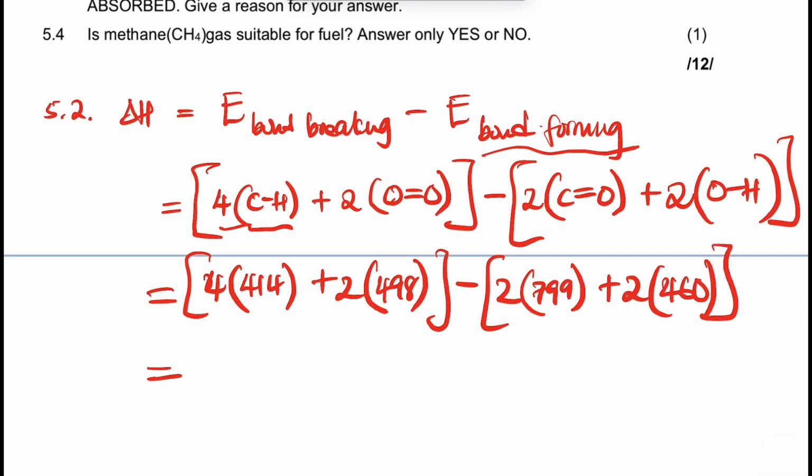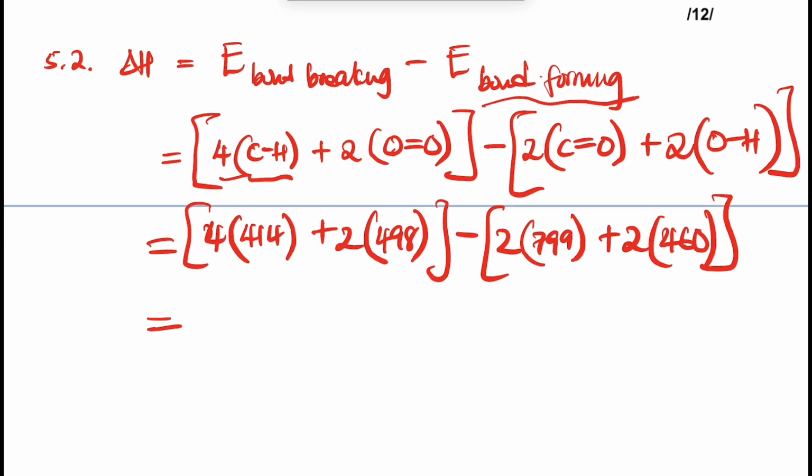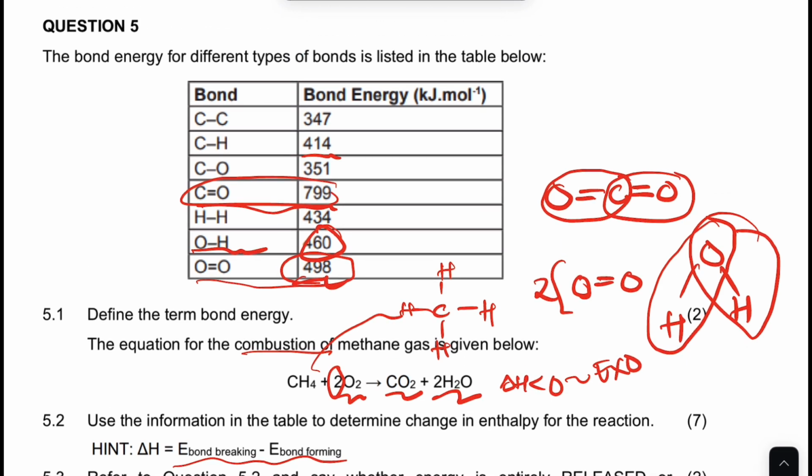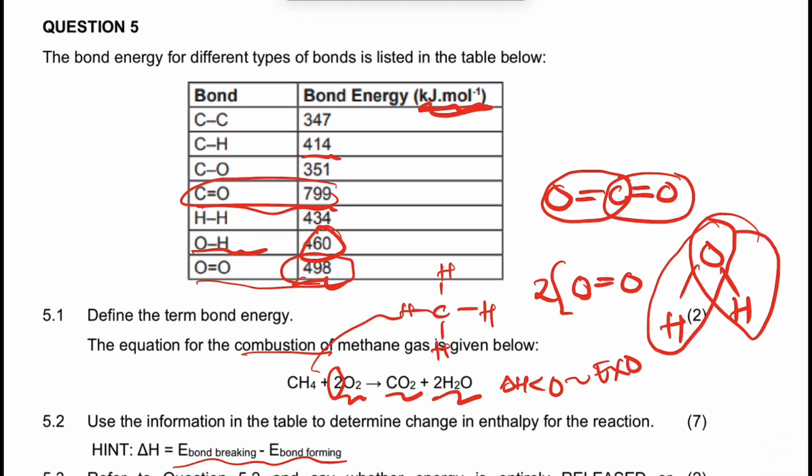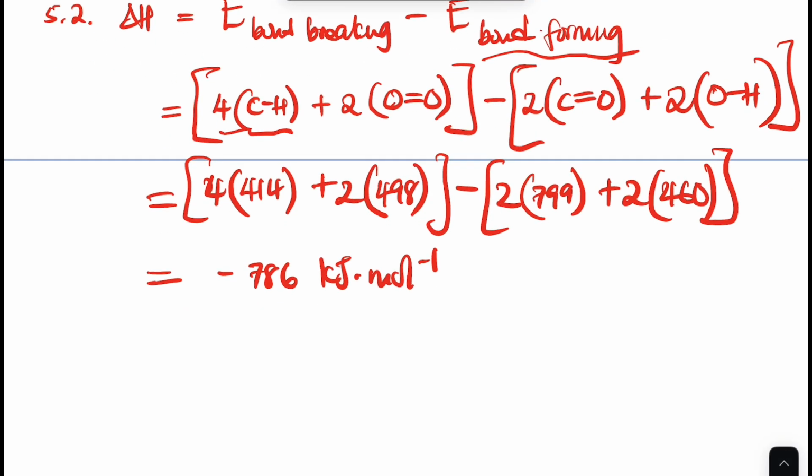And when you punch that in the calculator, guys, it will give you negative 786 kilojoules per mole. Don't forget the units, guys, because you are given the units there. It's kilojoules per mole. So that's an answer there.